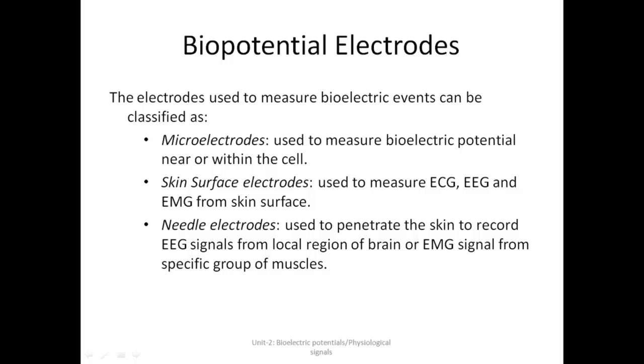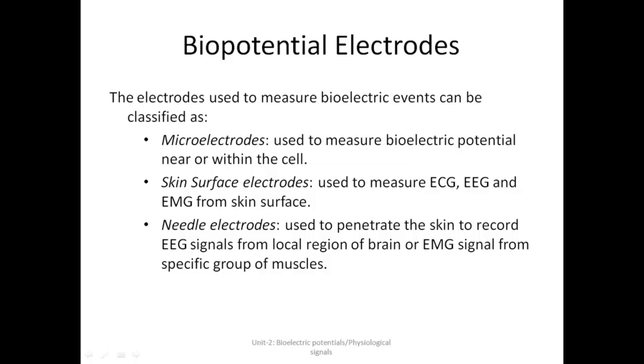So for every kind of measurement, we need a specialized or specifically structured electrode that can be used for making these biopotential measurements. The electrodes used to measure the bioelectric events of the human body are classified into three categories: microelectrodes, skin surface electrodes, and needle electrodes.